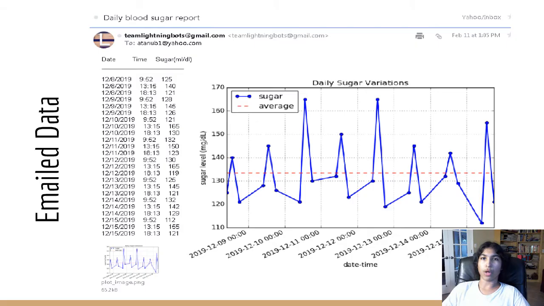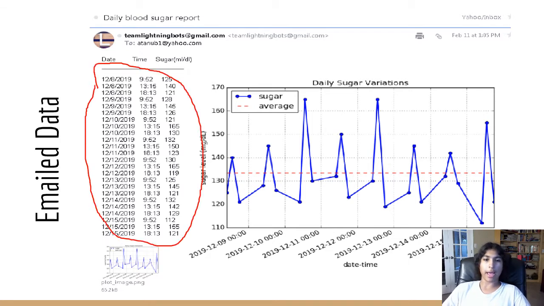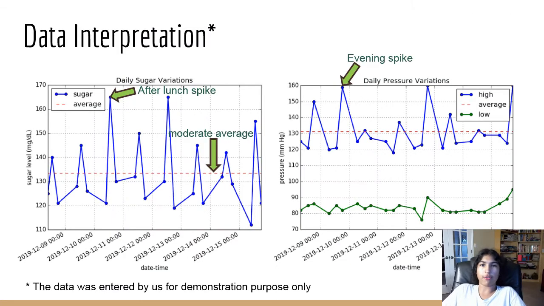This is an example of what the caregiver would get. So they would get over here the date, time, and sugar level. And here on the x-axis, it has the date and time, and then on the y-axis, it has the sugar level. Our grandma measures her levels every day, but her response to the nurse's inquiry is usually my pressure was good or my sugar levels were 130 yesterday.